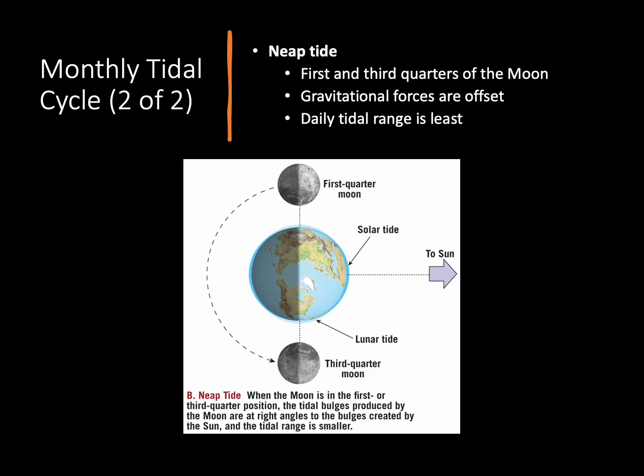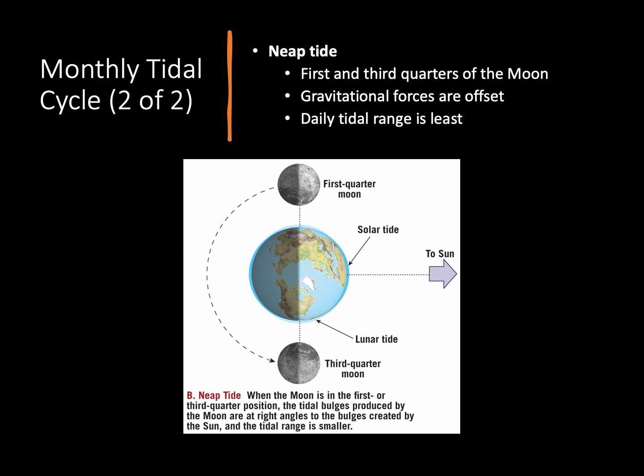But the other 2 weeks of that lunar cycle, we have neap tides. And this happens during our first and third quarters of the moon, where we're only seeing parts of the moon. And with this, we no longer see that the earth, moon, and sun all line up together. Instead, our earth and moon are going to be at different angles than the earth and the sun.